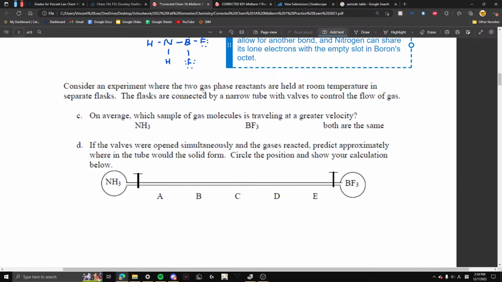Okay. For this, we know that both of them are at the same room temperature, and they initially start at the same volume. So pretty much it's asking on average which sample of gas molecules is traveling at a greater velocity. The answer is NH3, not because both are the same. If you remember, at a specific temperature, kinetic energy of things is going to be the same, but not the velocity. So remember that kinetic energy is 1/2 mv squared.